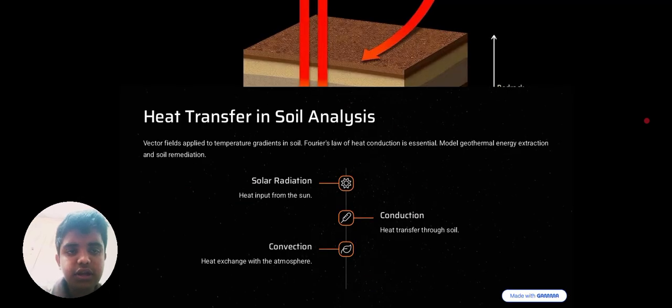Next is the heat transfer in soil analysis. Let us discuss the heat transfer in soil analysis. Vector fields applied to temperature gradients in soil. Fourier's law of heat conduction is essential for this. Model geothermal energy extraction and soil remediation. Solar radiation, heat input from the sun. Next one is the conduction. Heat transferred through soil. Third one is the convection. Heat exchange with the atmosphere.